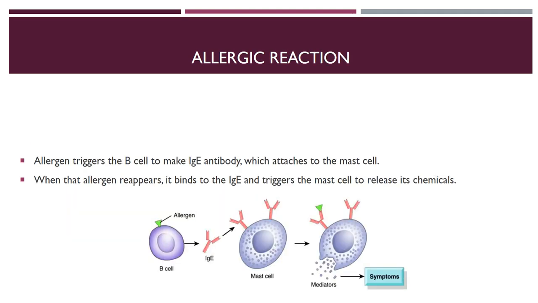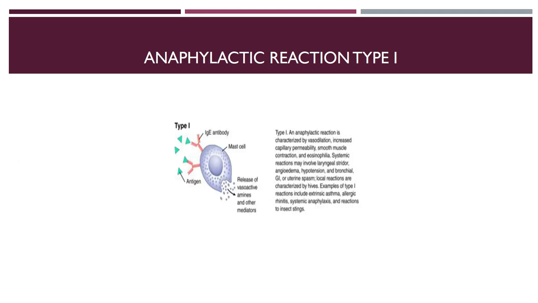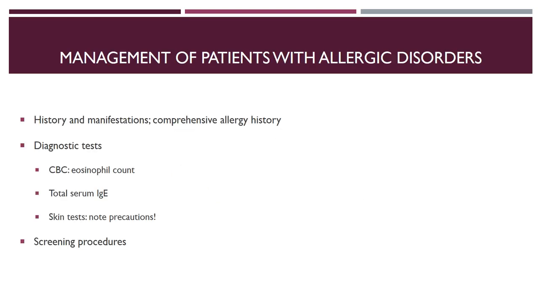Allergic reaction. So the allergen triggers the B cell to make IgE antibody, which attaches to the mast cell. And when the allergen reappears, it binds to the IgE and triggers that mast cell to release its chemicals. Hopefully by now you know that I'm not a chemical composition, cell mediated person. So it's not so much that you have to know exactly how this works, but just to understand that when you do come in contact with something and you have some sort of allergic reaction, your body does what it can to prevent some sort of severe reaction, and sometimes it works and sometimes it doesn't. And that's when you get the anaphylactic reaction, type 1. So at some point your body just cannot keep up and do what it needs to make sure that you don't die, and sometimes that doesn't happen.